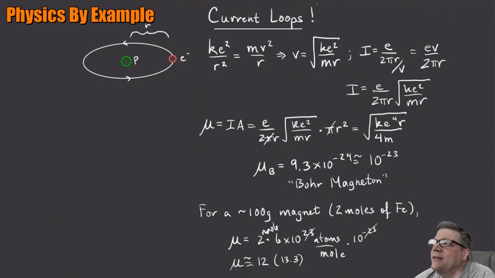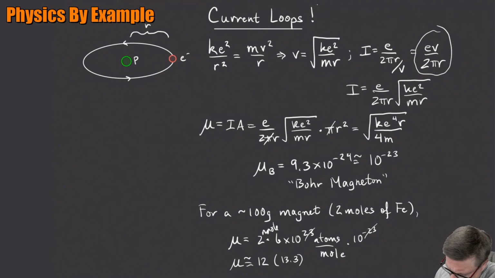Let's go back and look at this, because there's something else that's kind of cool about it. If this is the smallest possible mu, let's look at it in terms of something from physics 1, like angular momentum. So let's go back and look at this. I had E V over 2 pi r, right? I had something like that.